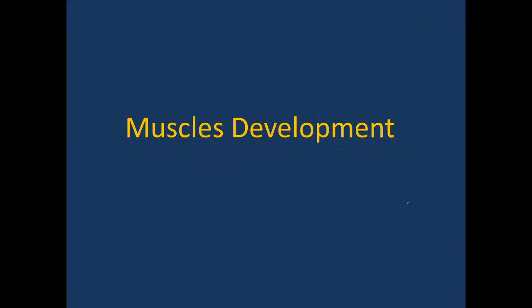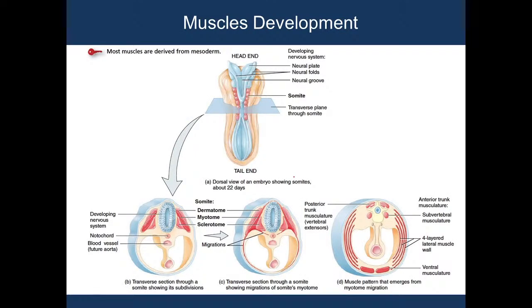And muscle development. Muscle is usually developed from the mesoderm. This is the intermediate layer in the embryonic layers, and usually mesoderm is transformed into dermatome, myotome, and sclerotome. Myotome is a part of mesoderm which is the element of the muscles.